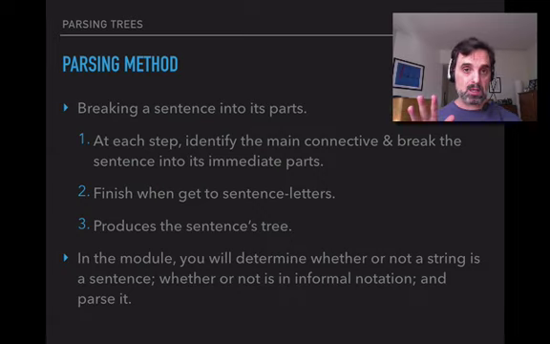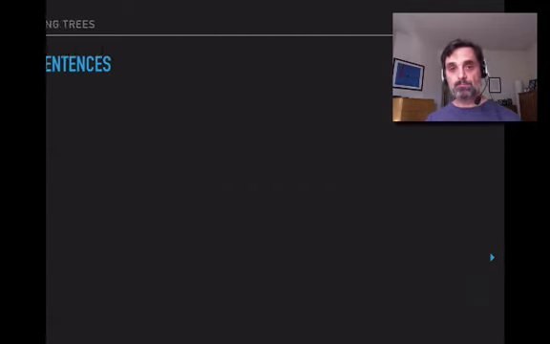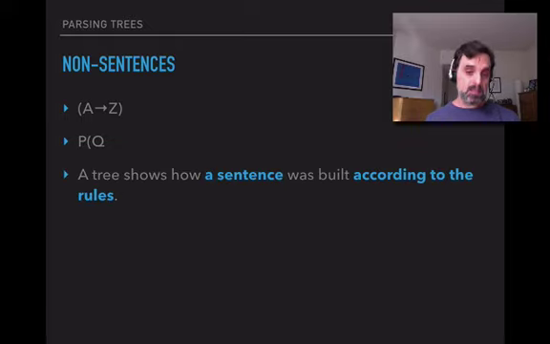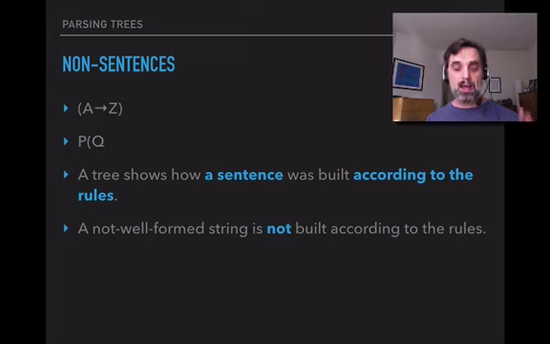Note that if a string is not a sentence, there's no tree to be produced, because the tree shows how the thing was built according to the rules. If it was built according to the rules, then it's a sentence. So if it's not a sentence, it wasn't built according to the rules, so you can't show how it was built according to the rules, so there's no tree to be done. Here are some examples of non-sentences. This is not a sentence because A is not a sentence letter. This is obviously not a sentence. So the tree, as I said, shows how a sentence was built according to the rules. And so if you have a not well-formed string, it's not built according to the rules, and so there's no tree to be done. When it's not a sentence, you don't do a tree.